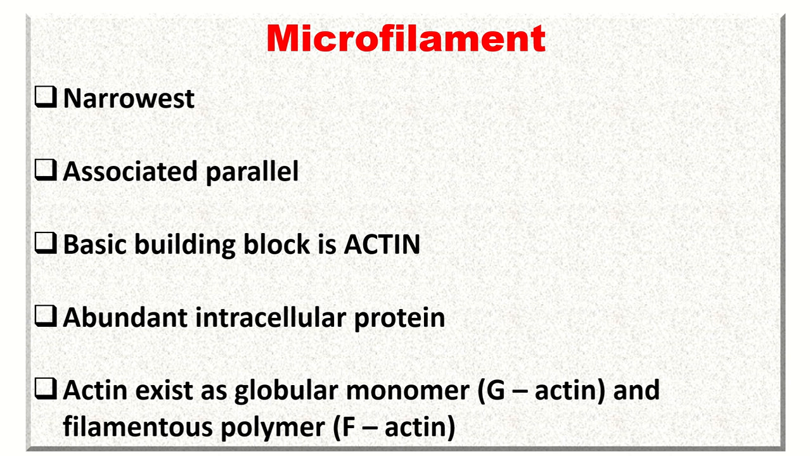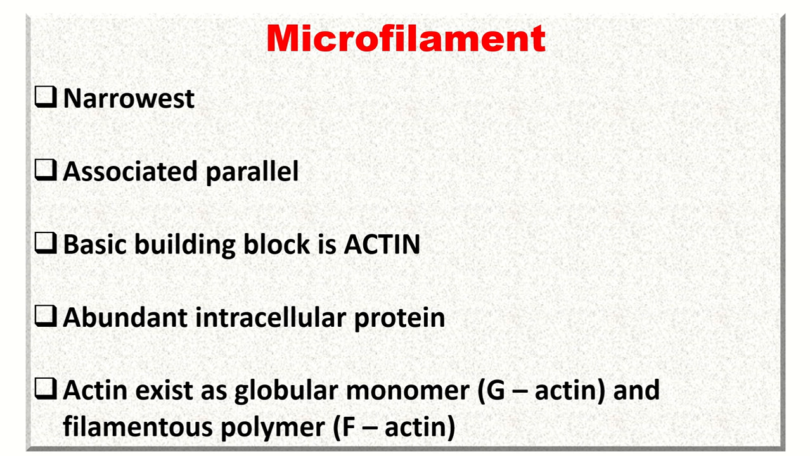The microfilament is the narrowest of all and they are associated in a parallel manner. The basic building block present here is actin. These actins are abundant intracellular proteins and they exist as globular monomer, which is known as G-actin, and filamentous polymer, which is known as F-actin.